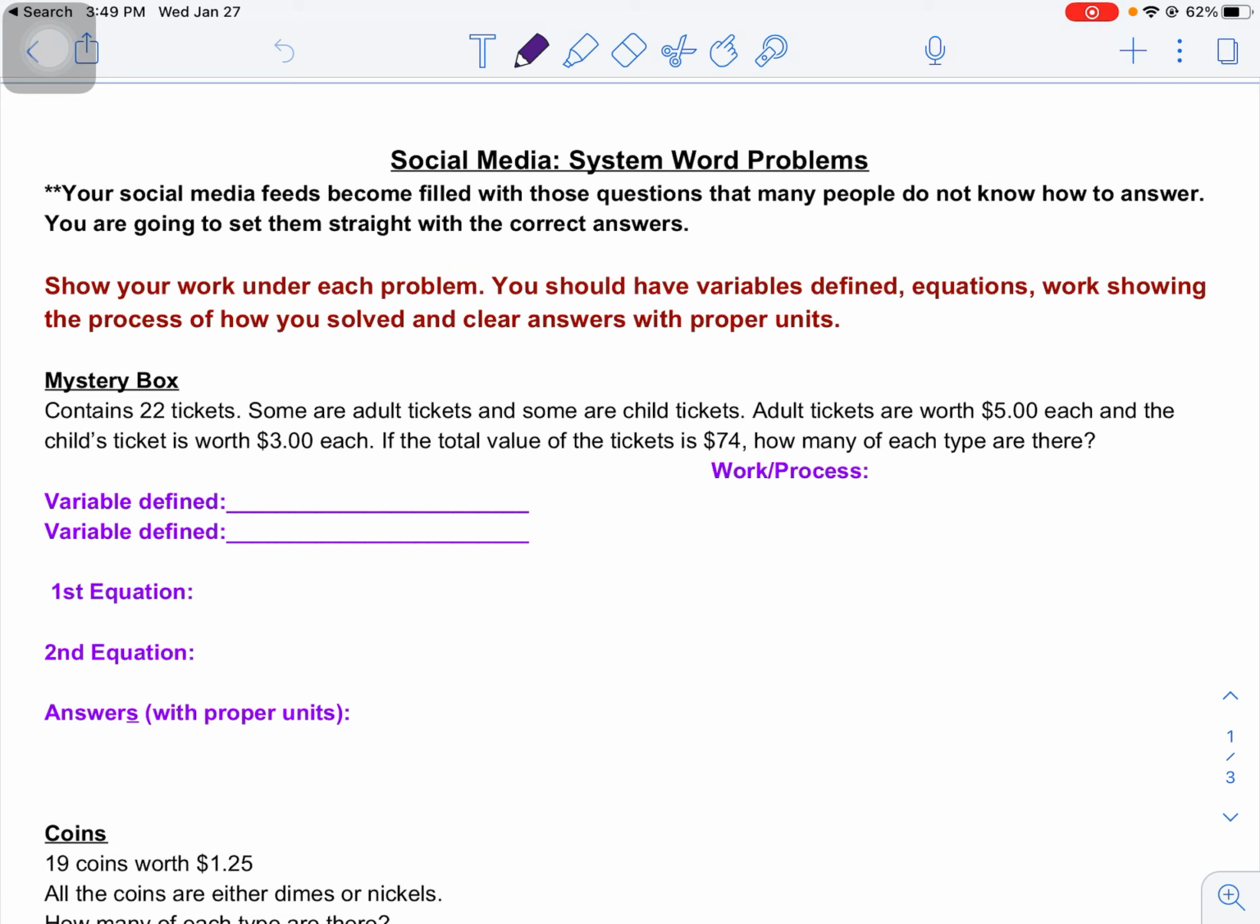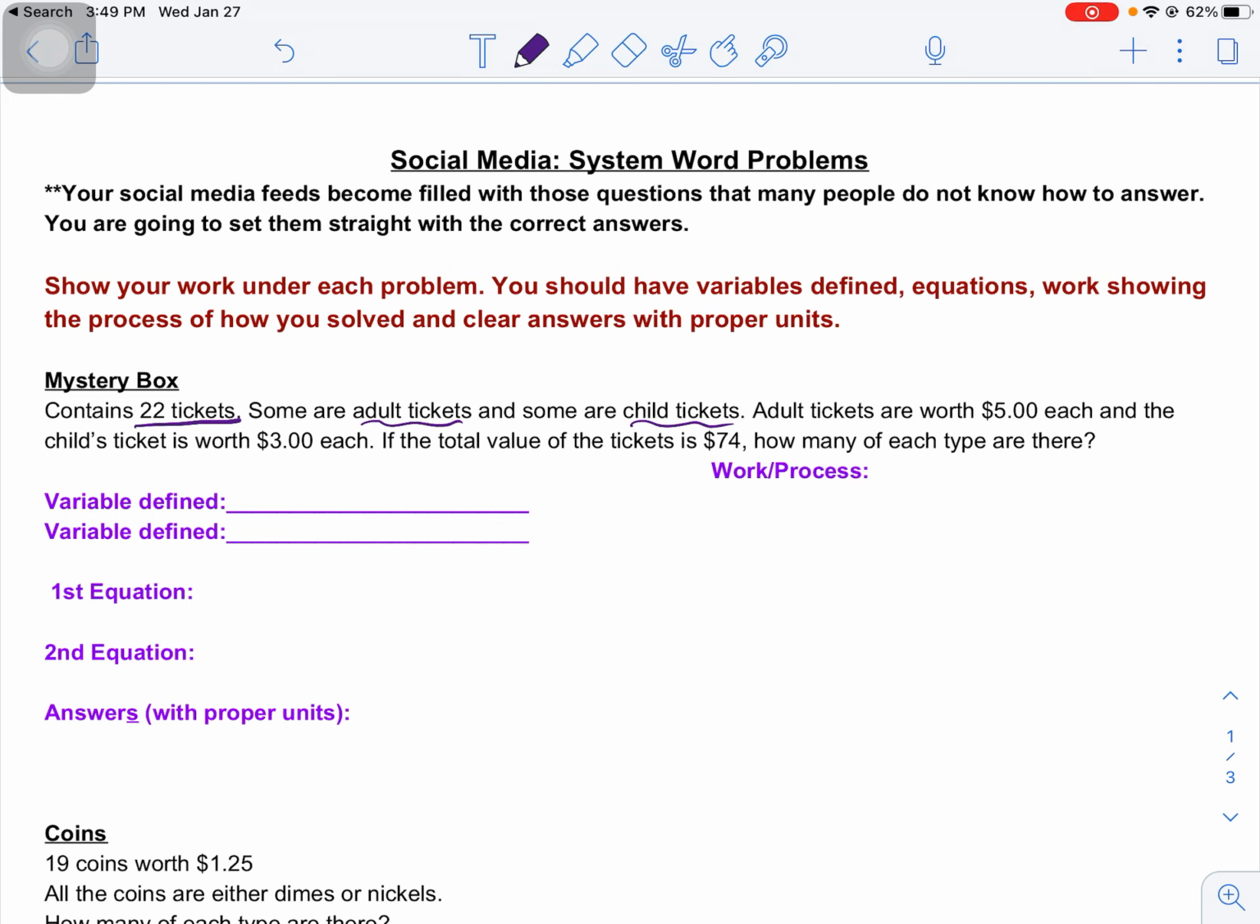So we have a mystery box. It contains 22 tickets. Some are adult tickets, and some are child tickets. So we have two different things we're talking about, adult tickets and child tickets. Adult tickets are worth $5 each, and a child's ticket is worth $3 each. If the total value of the tickets is $74, meaning all that you sold, how many of each type are there in that box? So think about what we're working with. We're working with two different things.